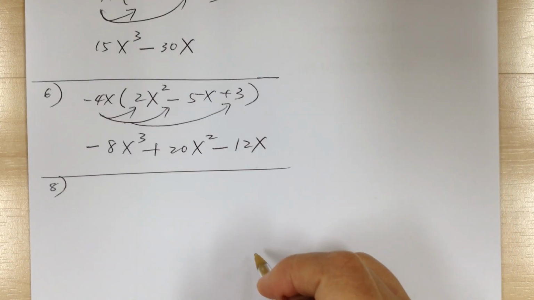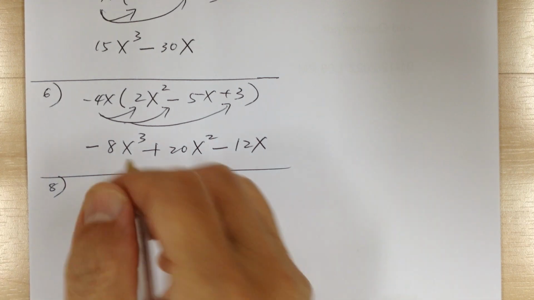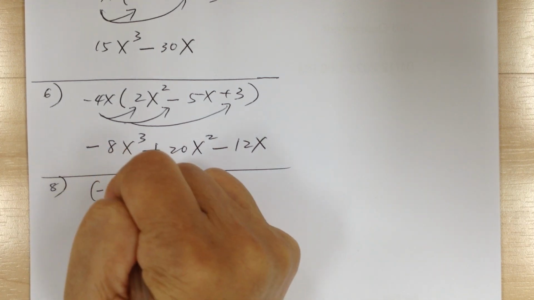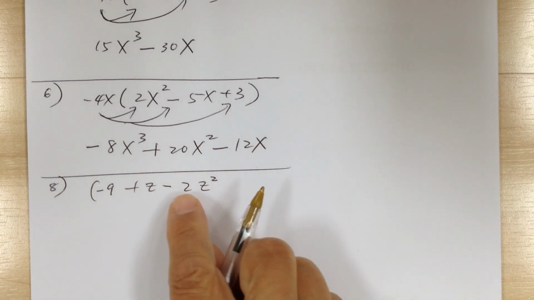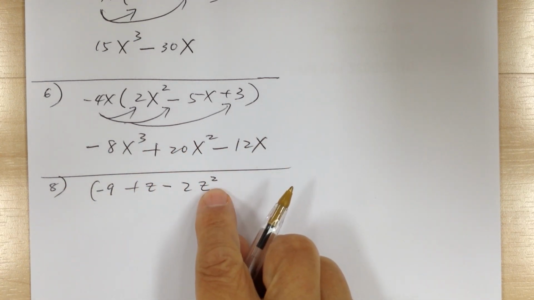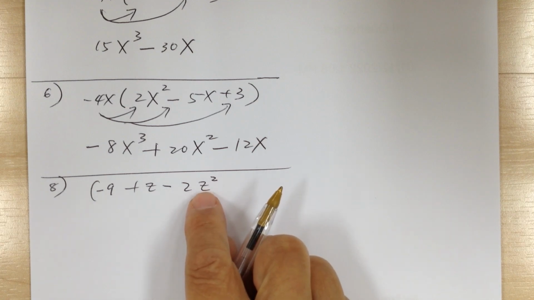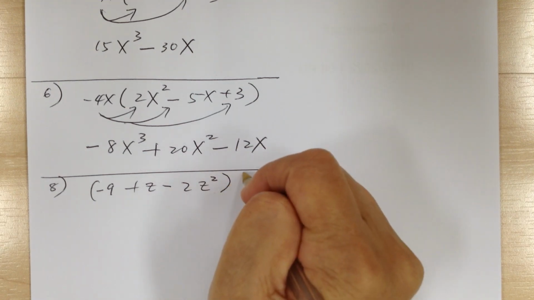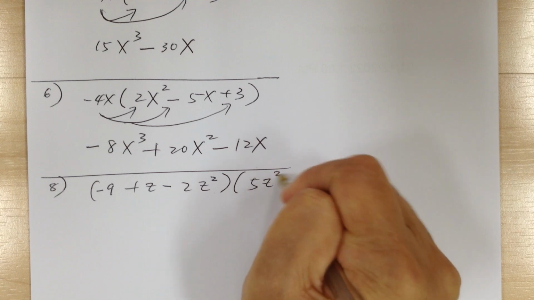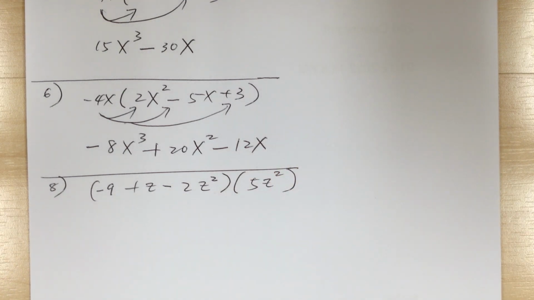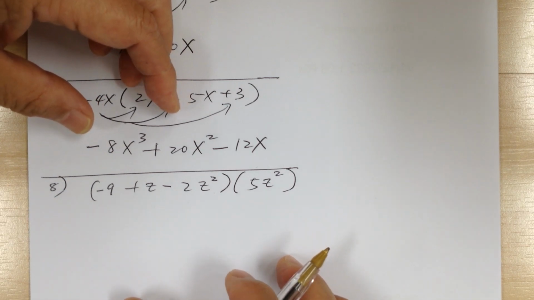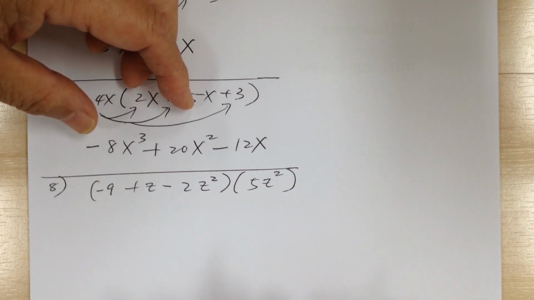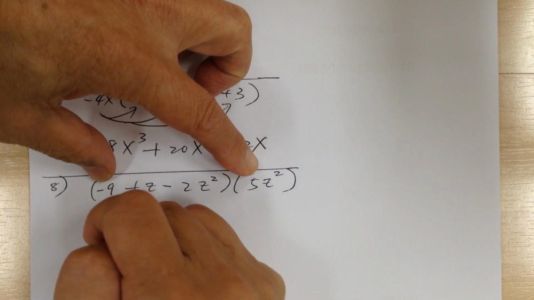Okay, number 8. You have negative 9 plus z minus 2z squared. And notice how I write the 2 and the z, so that I don't make a careless mistake by not doing it properly. Okay, so again, this is a reverse, the backward distribution. So multiply.